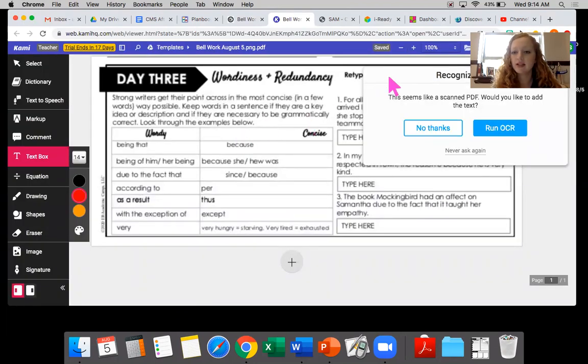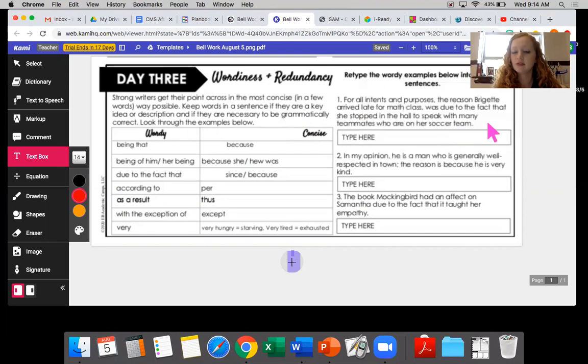Okay, so it should look like this. You don't need to run OCR unless you want to listen to it. I showed you that yesterday. So now I'm going to walk you through the bell work.